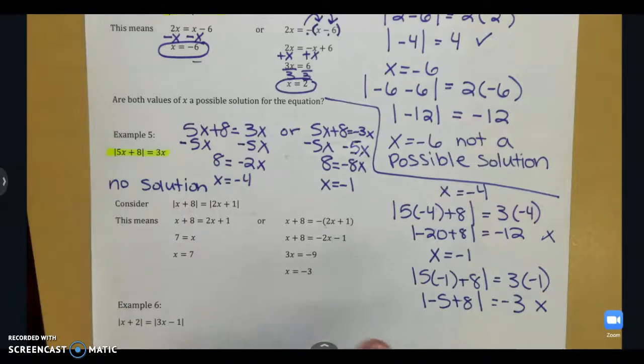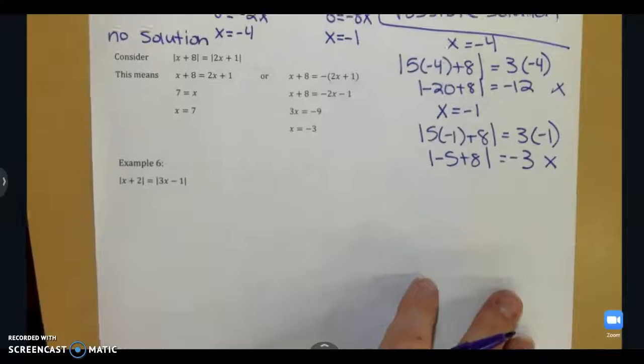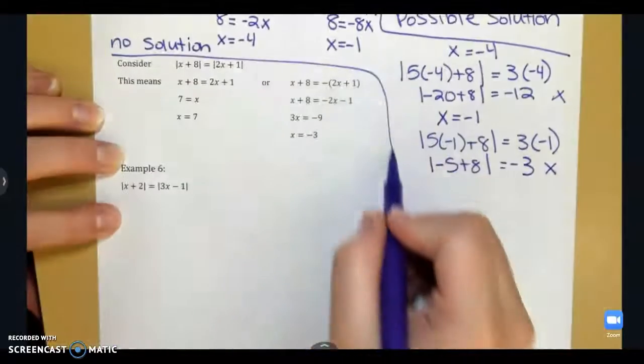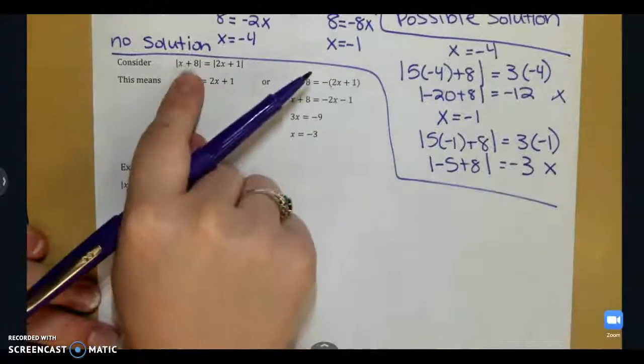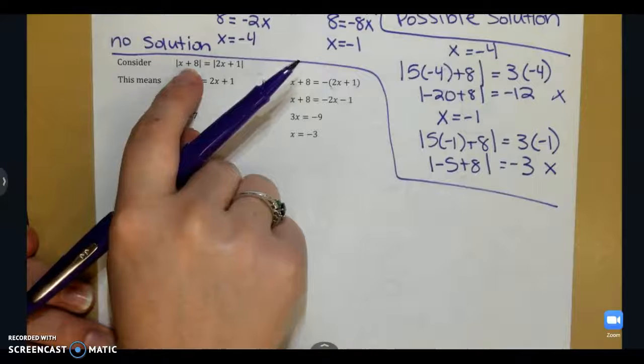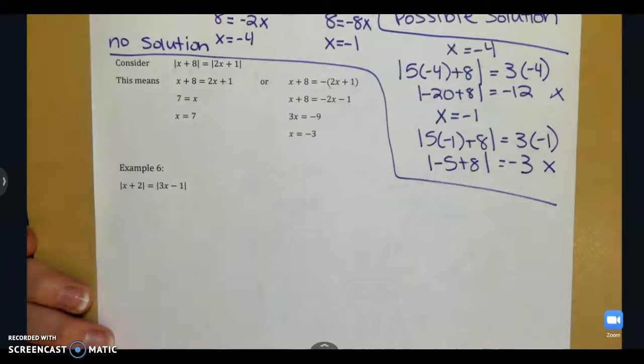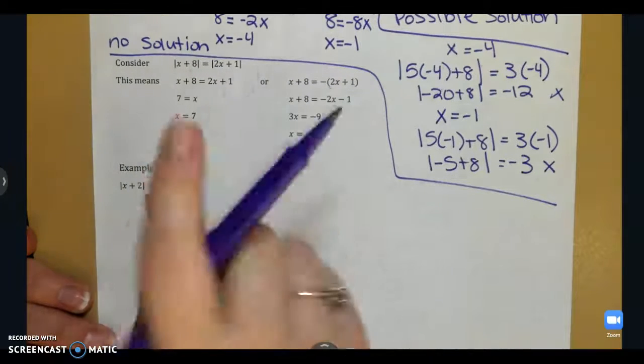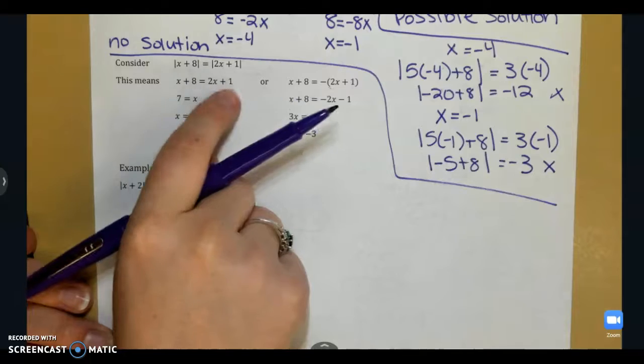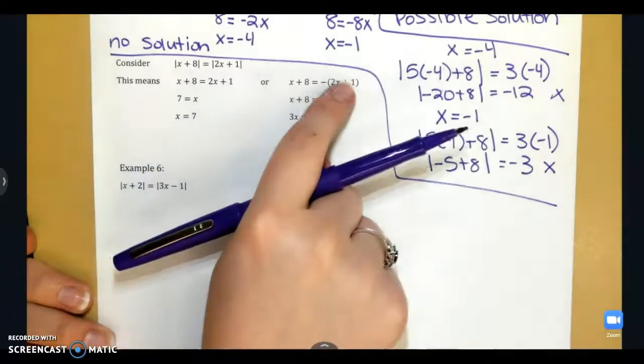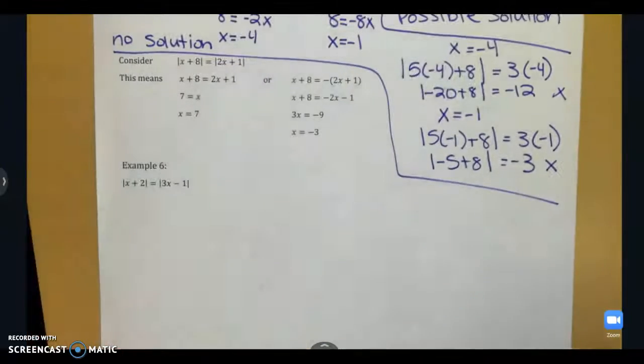Okay. Then the last type of problem is when we have an absolute value is equal to an absolute value. So in this example here, the absolute value of x plus 8 is equal to the absolute value of 2x plus 1. So x plus 8 could be the positive of 2x plus 1 or the negative, because remember, we're talking about distance on a number line.